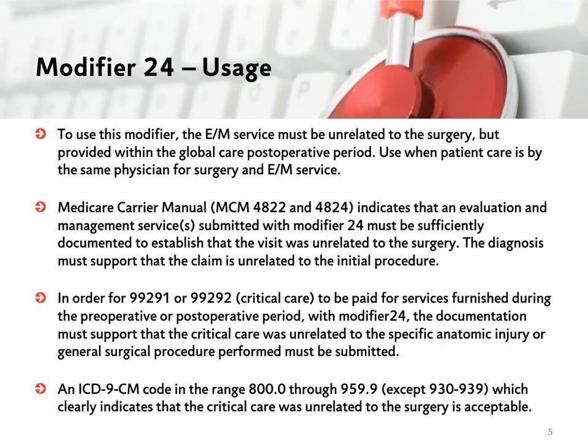And the ICD-9 codes for critical care, which range from CPT code 99291 through 99292, must be supported with diagnosis codes ranging from 800.0 through 959.9, with the exception of 930 through 939. It must be clearly indicated that it is unrelated to the critical care services.